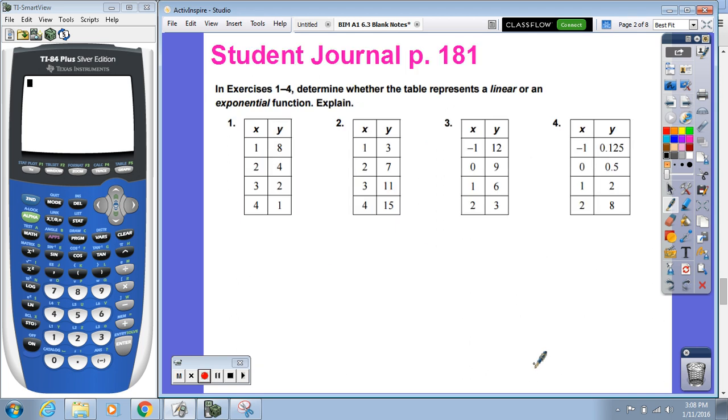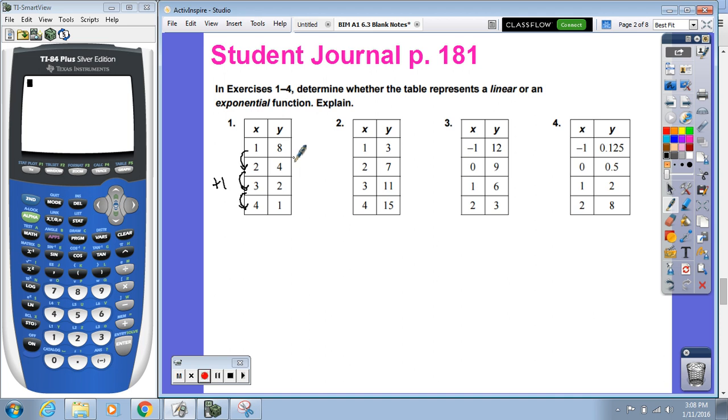Alright, so in your student journal on page 181, this shows these 4 questions, and on all of them it says, determine if the table represents a linear or an exponential function, and explain why. On this one, first look at the change. Each of these x values is increasing by 1. From 1 to 2, 2 to 3, 3 to 4, they are all going up by 1.